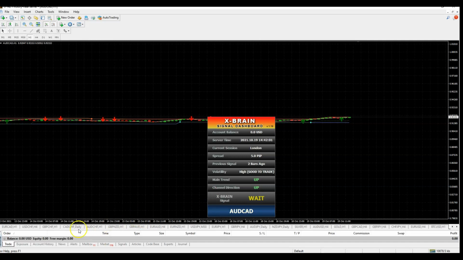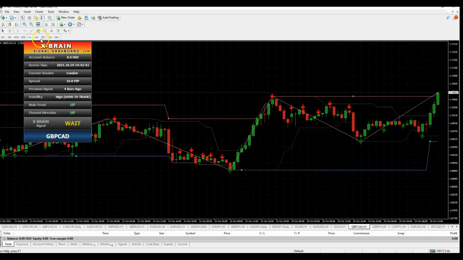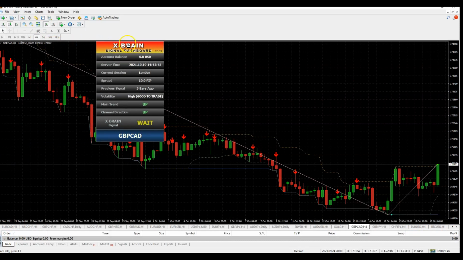Okay, another trade is the pound Canadian dollar. So the pound Canadian dollar, notice the X-Brain indicator giving us go ahead to buy. Channel direction is up and main trend is up.